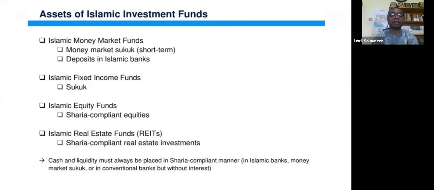Then you have the Islamic real estate fund. We don't have much of that around us today, but these are areas where entrepreneurs can quickly develop, and you can have an Islamic real estate fund that seeks to provide real estate and support the development of Sharia-compliant real estate investments.